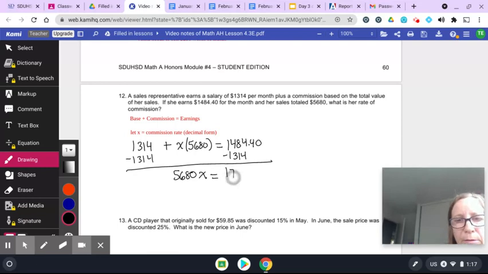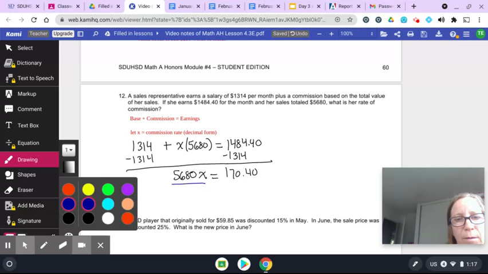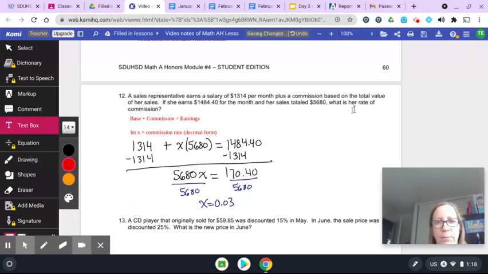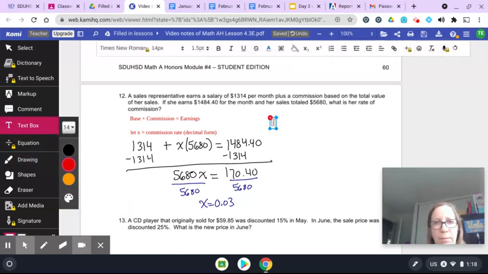She made $170.40 in that commission. So then I'm going to divide by her sales. And I get X equals 0.03. She has a 3% commission rate. Her rate of commission is 3%.